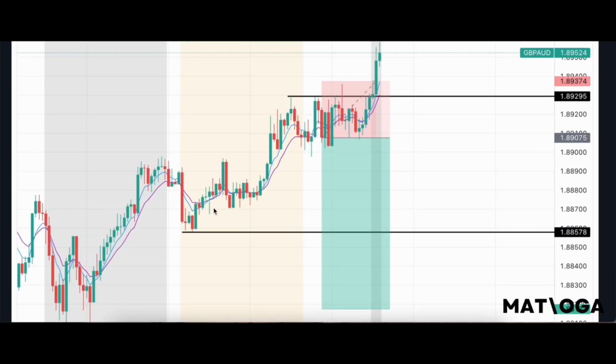So what happened here? Session low, session high, and London session opening. This candle, boom, retest. This candle, boom, retest, and this candle, boom, short. And this is exactly once again what I'm saying. Okay, this is not the perfect entry.